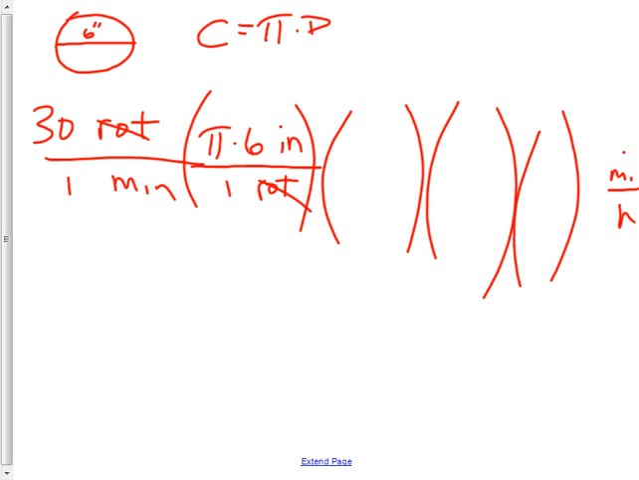Now I got inches per minute. Not good. I need to fix it. Give me one thing to go with next. You can do anything you want. Just tell me something that you think should happen. 1 foot, 12 inches. All right. Now will that make something cancel? Yep, inches. Good. Now I got feet per minute. I'm a little bit closer. Give me something to do.